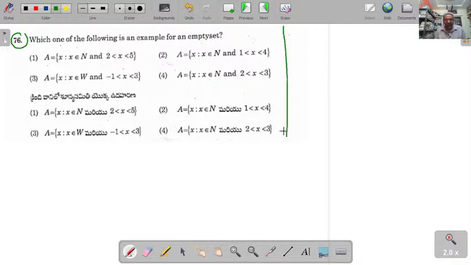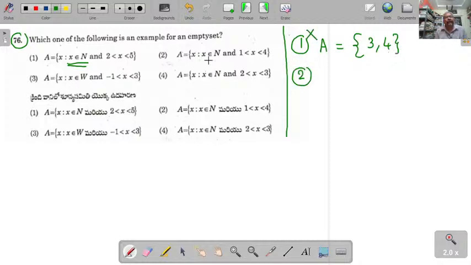So let us go for the first option. A is equal to, so this is set builder form. We need to write it in roster form. X is a natural number between 2 and 5. Between 2 and 5, what are the natural numbers we have? 3, 4. So it is not an empty set. First option eliminated.